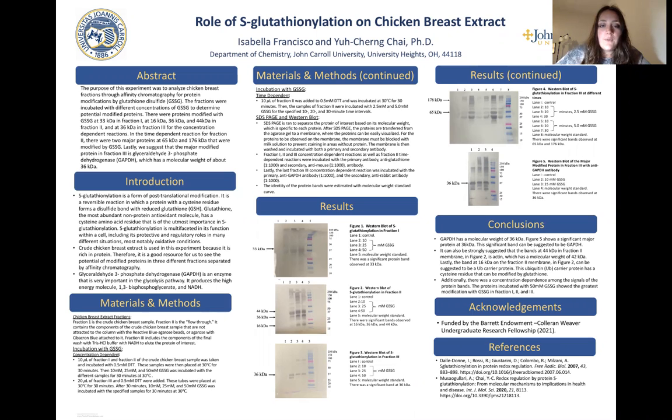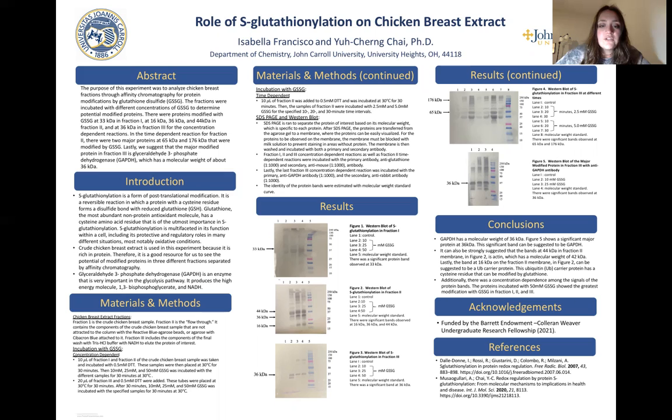First, it is important to define what S-glutathionylation is. It is a form of reversible post-translational modification in which a protein with a cysteine residue forms a disulfide bond with reduced glutathione. Glutathione is a very important molecule because it is the most abundant non-protein antioxidant and has a cysteine residue that is of the utmost importance in S-glutathionylation. S-glutathionylation is very important to study because of its role as a mechanism to protect and regulate many different situations in the cell, including protecting proteins in the cell from oxidative damage, which can lead to destruction and disease.